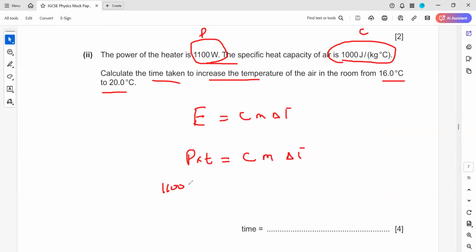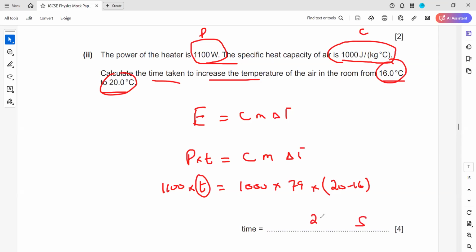How much is the power? It is a 1100 watt heater. The time is unknown. The specific heat capacity of the air is 1000. The mass of air in the room we already calculated in the previous part, which was 79. And the temperature change started from 16 and ended at 20, so the temperature change will be 20 minus 16. So for t, 1100 will be the divisor. How much time does it take? 287 seconds according to the calculations. So energy is specific heat times mass times temperature change, so you just divide.